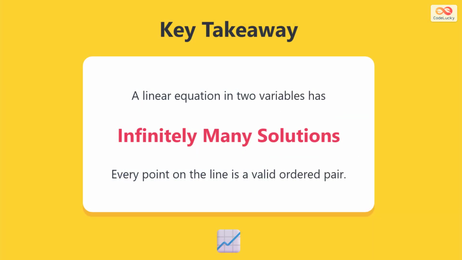To summarize, remember that a linear equation in 2 variables has infinitely many solutions. We represent these solutions visually as a line, where every point on that line corresponds to a valid ordered pair.